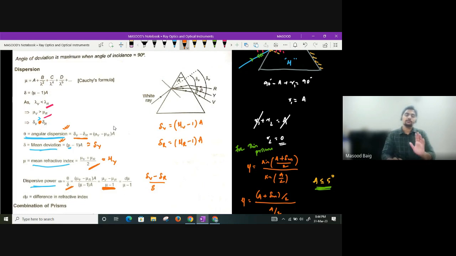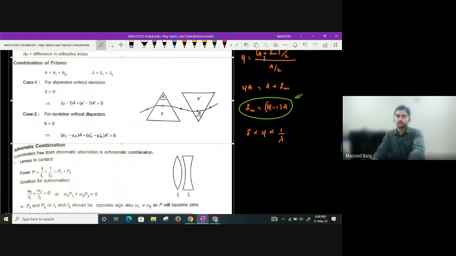Whatever is the difference between their deviations is called angular dispersion, right? In the same manner, the mean deviation is approximately equal to deviation in yellow light. We also have mean refractive index, which is equal to refractive index of yellow light, guys. And there is one more term called dispersive power, which is the ratio of angular dispersion to mean deviation. These four formulas in dispersion you should know. And from this we will talk about combination of prisms.